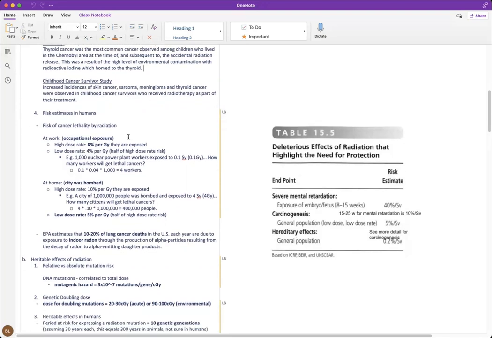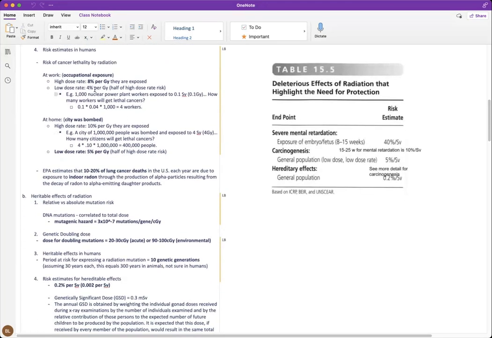Risk estimates in humans. So risk of cancer lethality by radiation. This isn't the risk of cancer incidence. This is a risk of cancer death. So at work, we call this occupational exposures, for high dose rate kind of radiation. So like, boom, there's some instantaneous exposure. The risk of cancer lethality is 8% per gray that they're exposed.